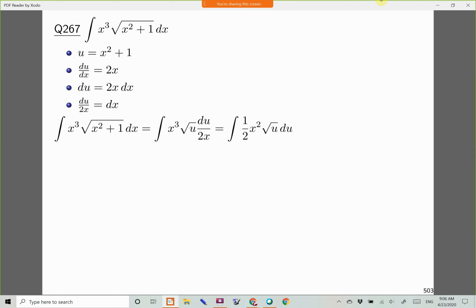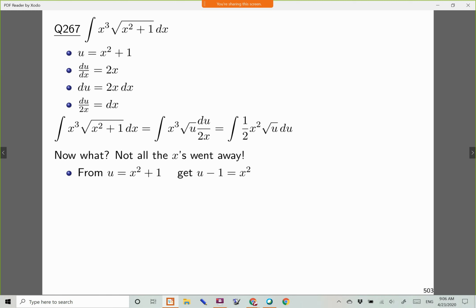So here's the thing. There's an x squared here. Notice up here, we have u is equal to x squared plus 1. So here's what we're going to do. Not all the x's went away, but from our choice of u equals x squared plus 1, I would like to take this equation and subtract 1 on both sides. So you're going to have u minus 1 equals x squared, right? If you take this equation and subtract 1 on both sides.